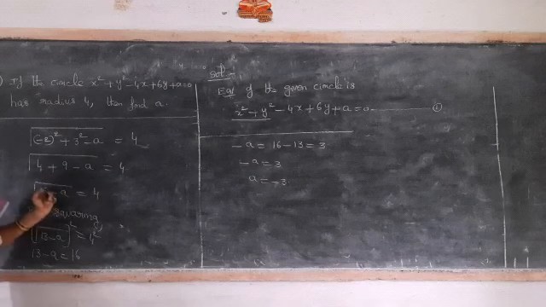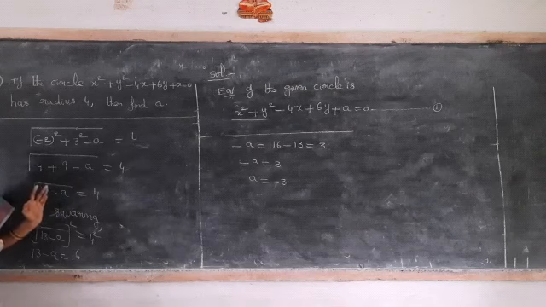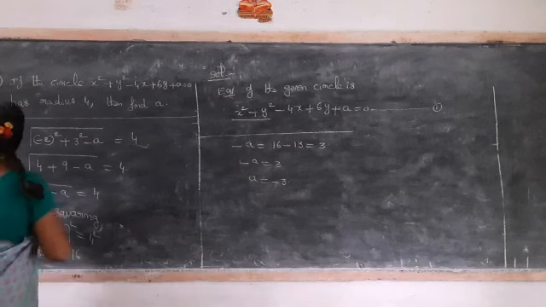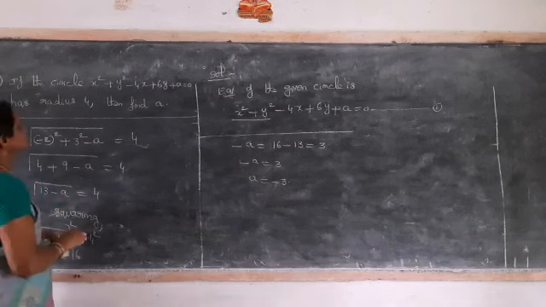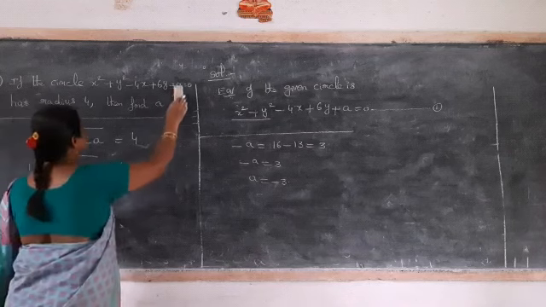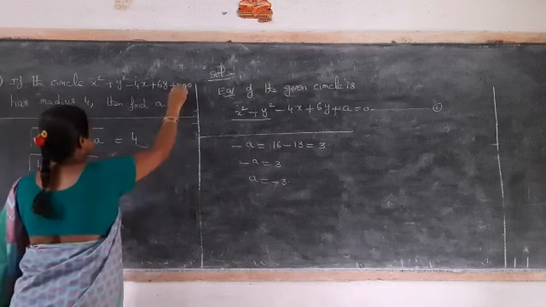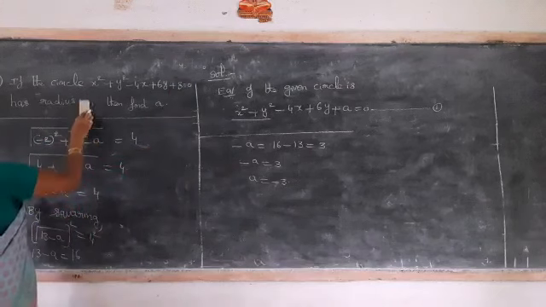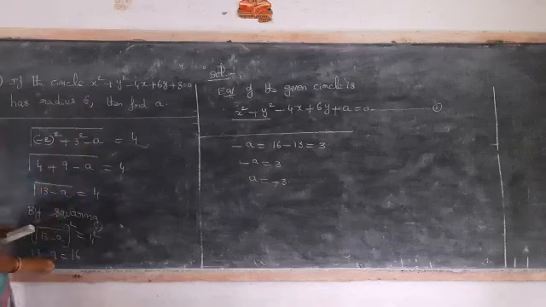Anyhow, all these questions are 2 marks questions, you do practice well. Now I am giving one homework problem. So if the circle x square plus y square minus 4x plus 6y plus 8 is equal to 0 has a radius 6, then find small e.